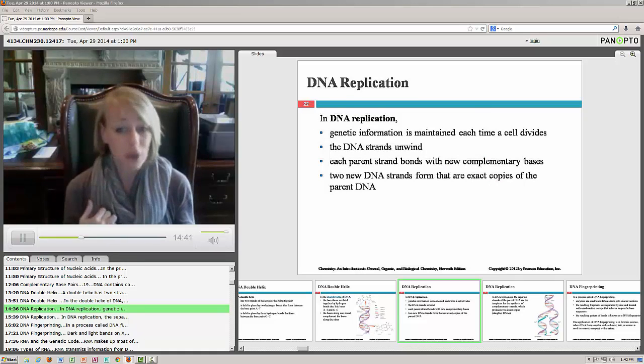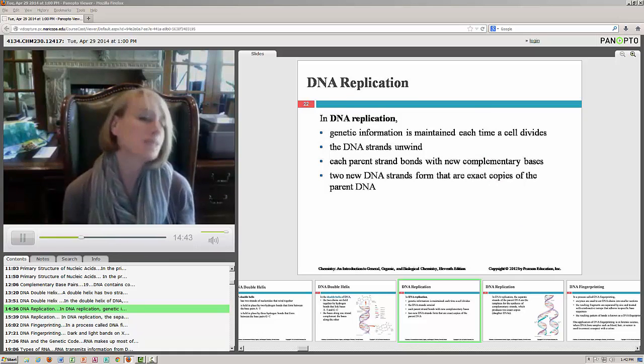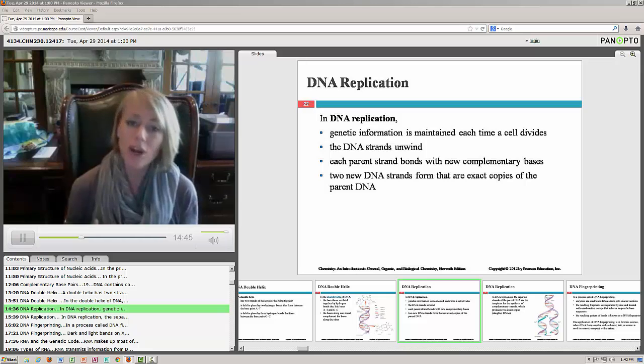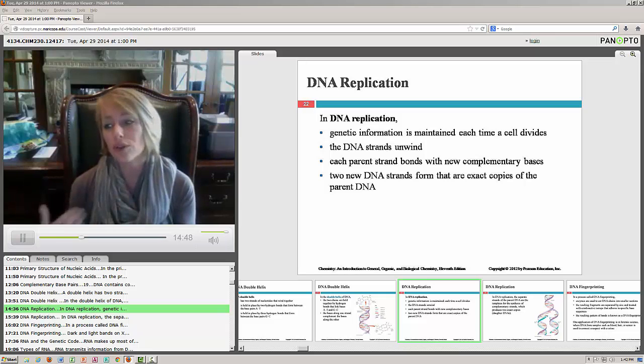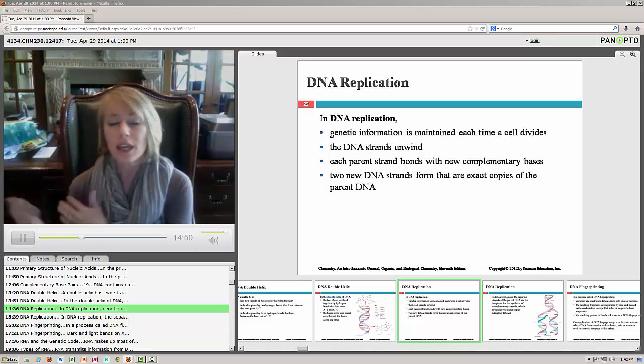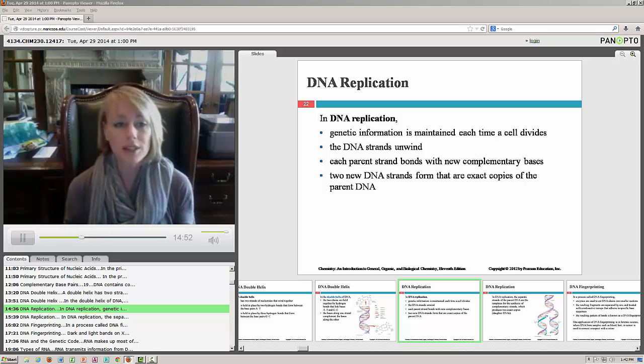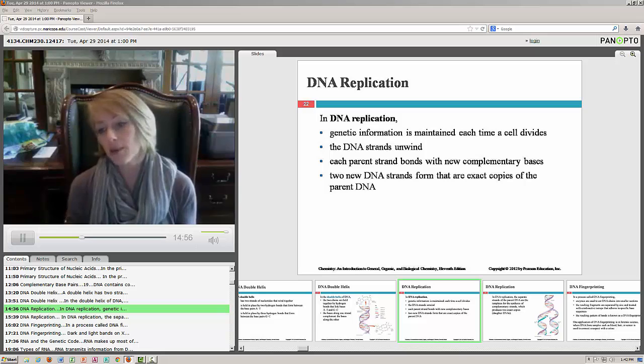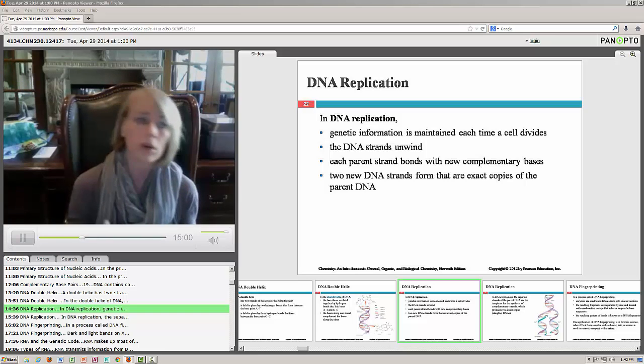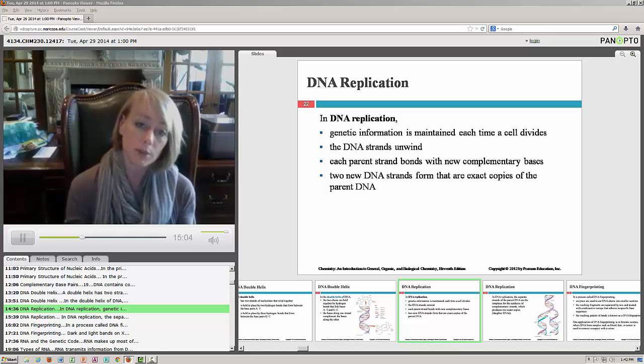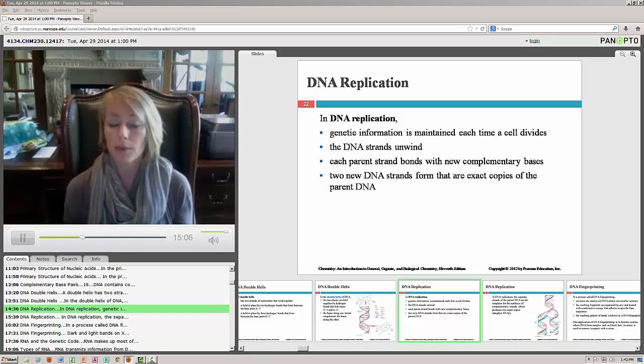And one is to replicate itself, and one is to be able to transcribe and translate the genes into proteins. First, we'll talk about DNA replication. Within all of your cells, you have DNA that's been replicated from its parent cells. Whenever you have cell growth, or if an organism is growing and needs multiple cells to be made, then you have DNA replication going on.